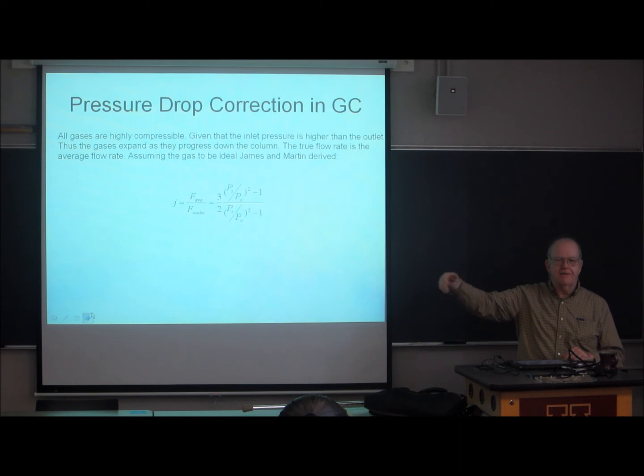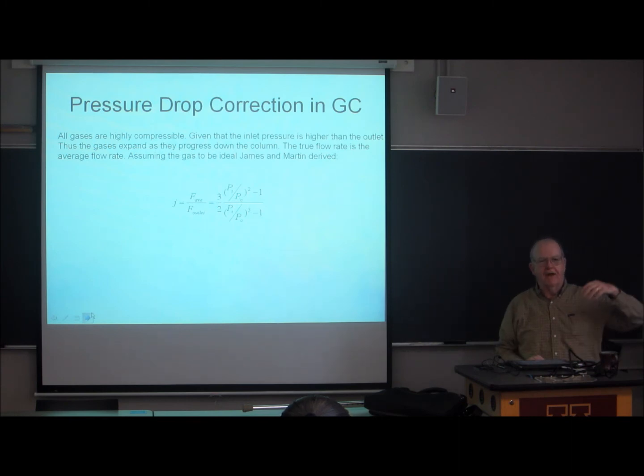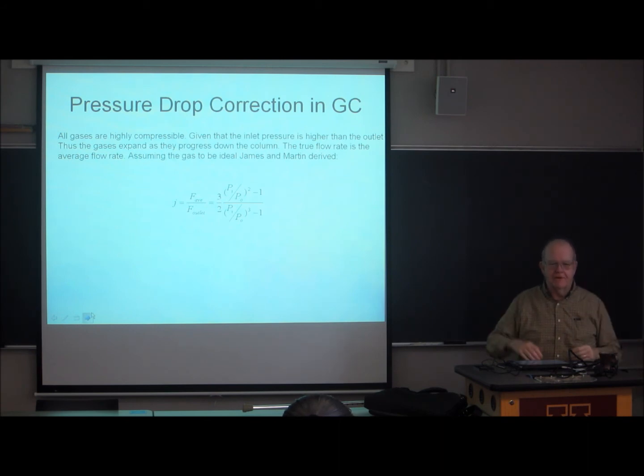But the pressure at the exit of your column is lower than the pressure at the inlet of the column or at any point inside the column. You're at the lowest pressure in the system at the exit of the column. So the question is, what flow rate do you use? I mean, normally we measure retention time and we multiply it by flow rate to get the retention volume. But what flow rate do we use?